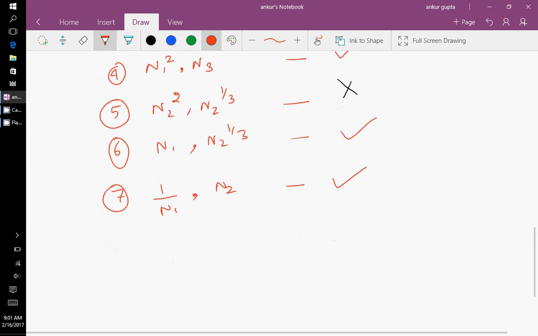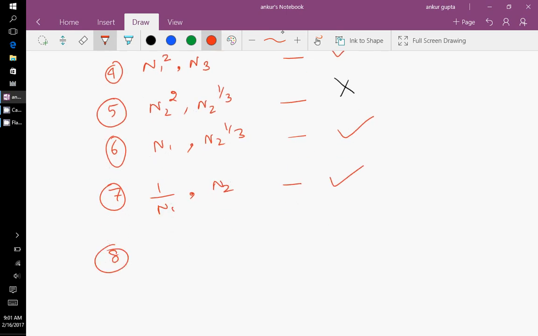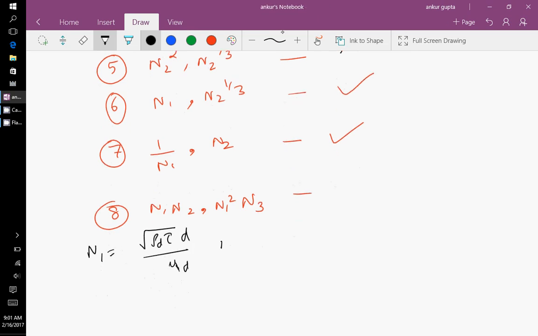So the last problem I want to do is actually a little more complicated within the same thing, and that says n1 n2 and n1 square n3. What about these two combinations? These are two numbers, n1 n2 and n1 square n3. And how do we know whether they are independent or they are dependent on each other? So let me just write down again what was n1 here. n1 was rho d tau d by mu d. n2 is equal to d rho d gamma by mu d square, and n3 was tau d by gamma.